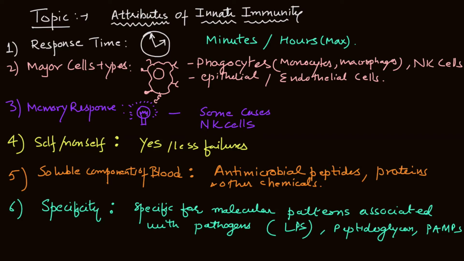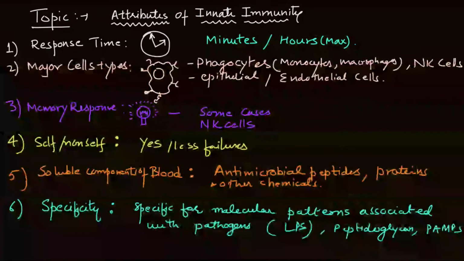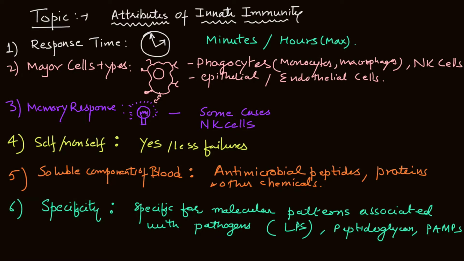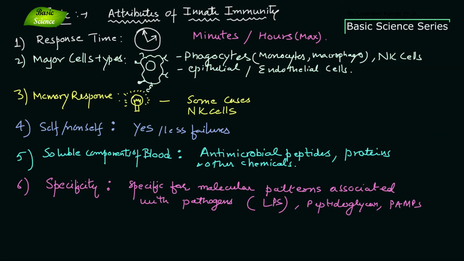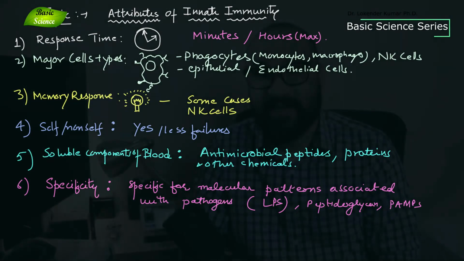I hope now you understand what is the response time, major cell type, memory response, self versus non-self, and specificity. These are all really important attributes of innate immunity. I hope the video was helpful for you to understand the different attributes of the innate immune system. We have discussed the response time, the cellular attributes, different types of soluble components of the blood, and we also discussed the ability of the innate immunity to differentiate between self and non-self.